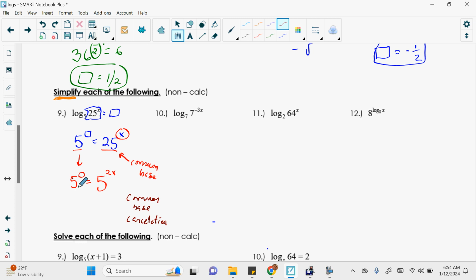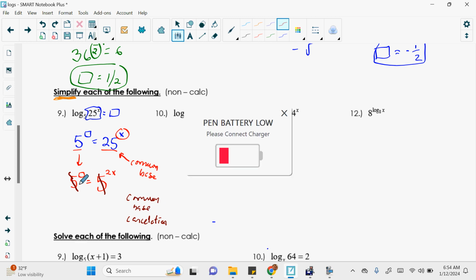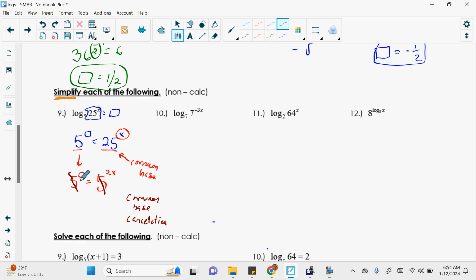Okay, let's do one more. You know what? I'm going to do this one right here, and then I'm going to let you try 10 and 11. Now look here. This is actually an exponent. So kids are like, whoa, wait, hold on. Exponent, how do we simplify this? Well, we do the same thing.